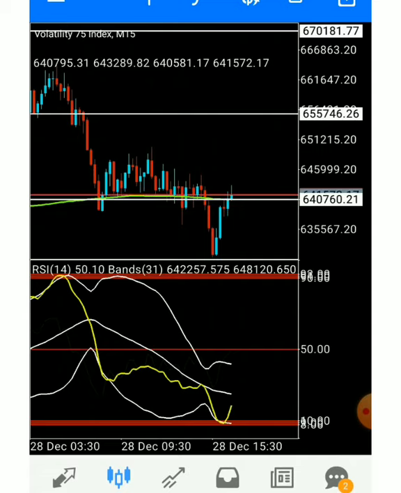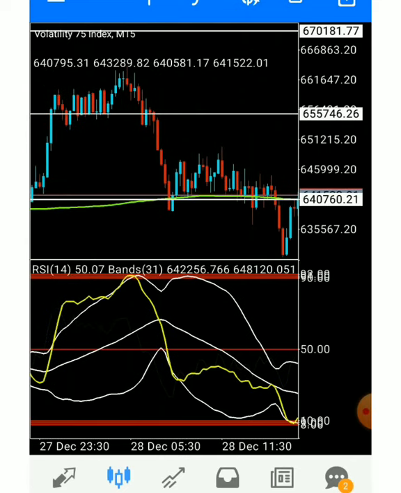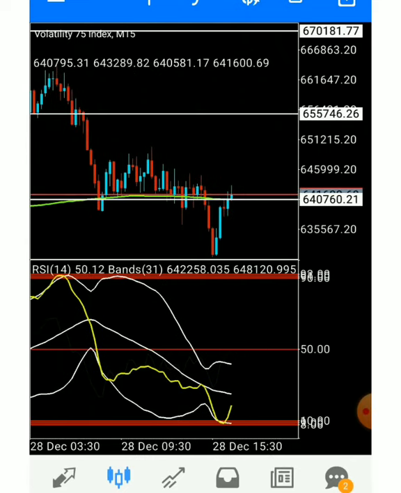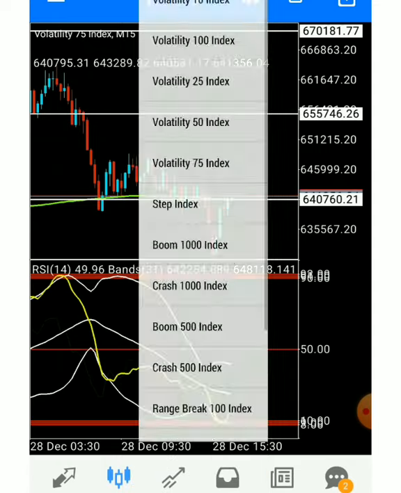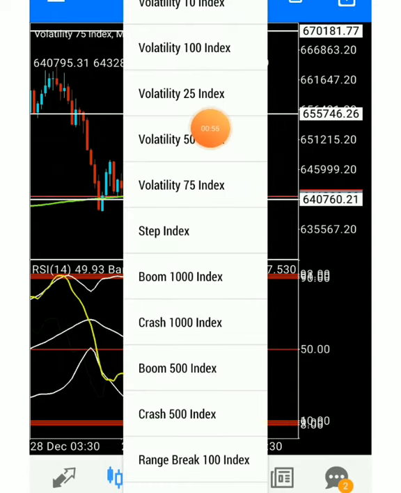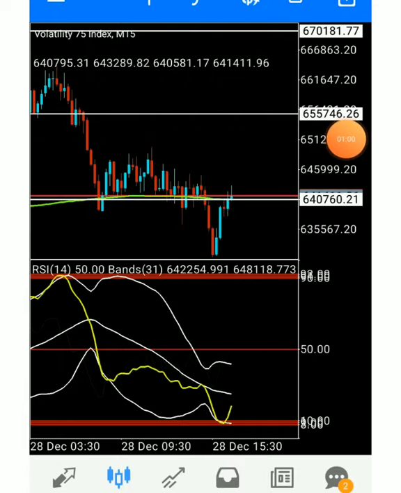Okay, so today we'll be talking about a scalping strategy you can use to scalp the VIX market. You can scalp VIX 75. Okay, you can scalp VIX 75, 50, 2500 or 10, even the step index with this strategy.